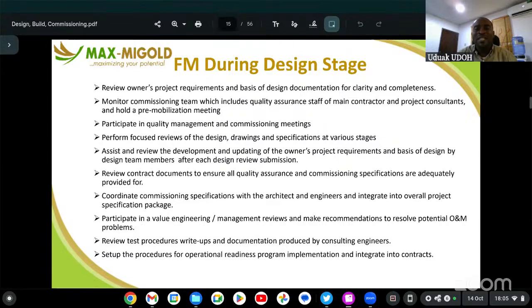We should also participate in value engineering, management reviews, and make recommendations to resolve potential operation and maintenance problems. And that was what we said about the installation of ACs. At times, those high-rise buildings don't use split units. Even if they are to use split units, there should be access, and that access should have a terrace with a parapet, right? That's why most of the buildings, because of the design, prefer to use the centralized unit system, either the VRF up there, the chiller system, and all. So it's always good for us to review such engineering.